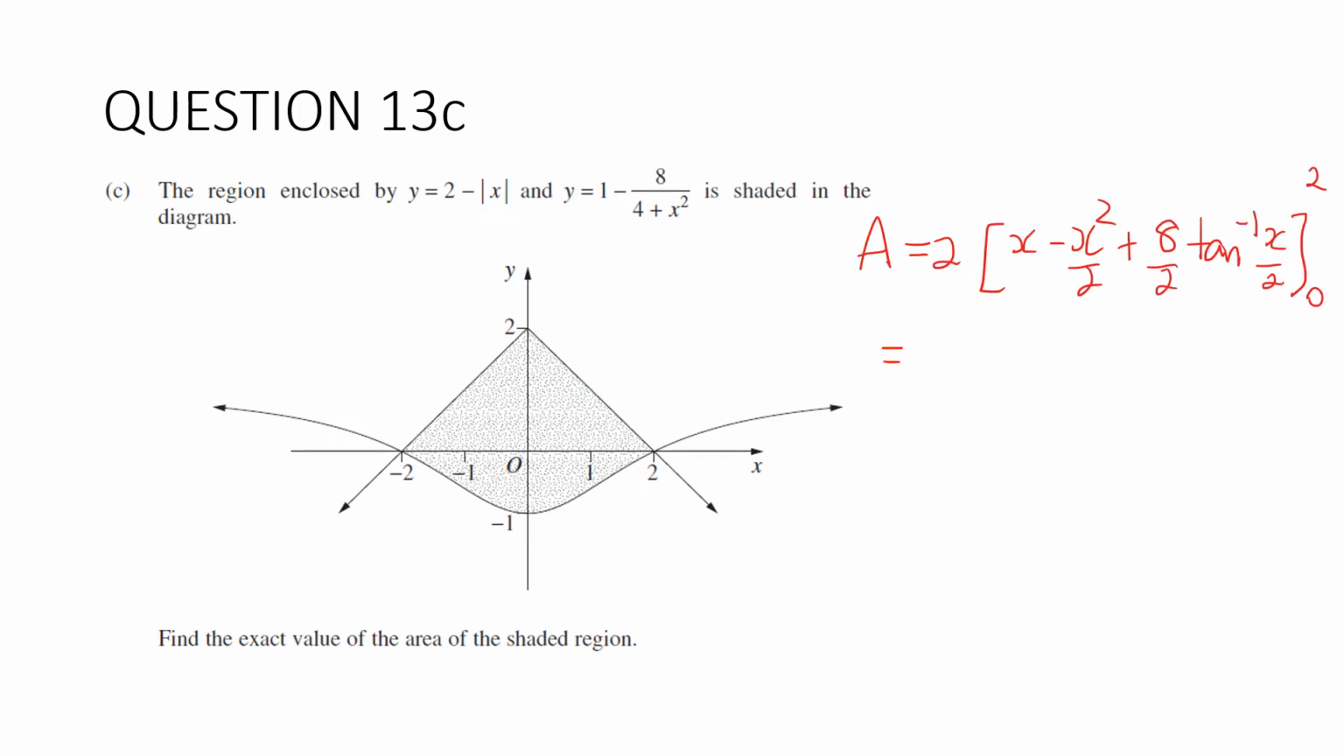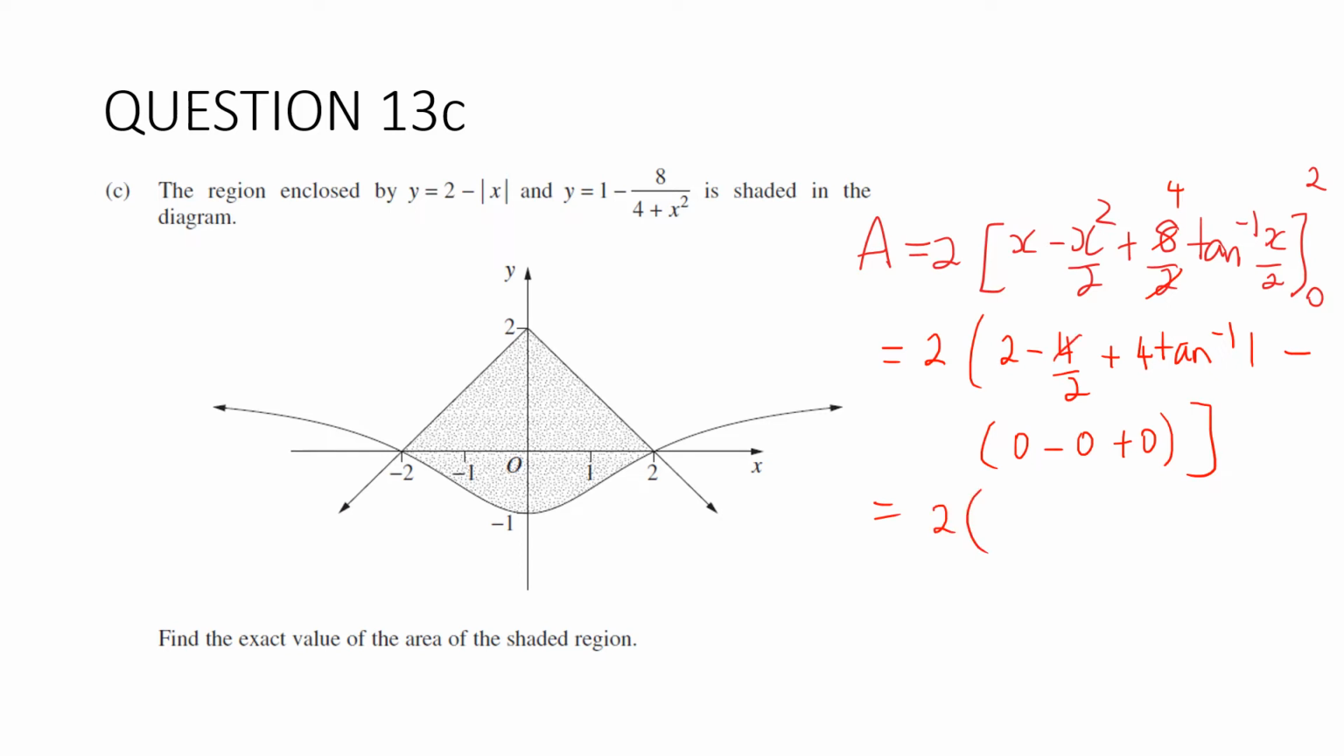Which is equal to 2. Now let's substitute in 2. We've got 2 minus 4 over 2 plus 4 inverse tan of 1, take away 0 minus 0 plus 0, is equal to 2. Outside of 2, take 2 is 0, so 4 inverse tan of 1 is 4 times pi on 4, and it's equal to 2 pi.